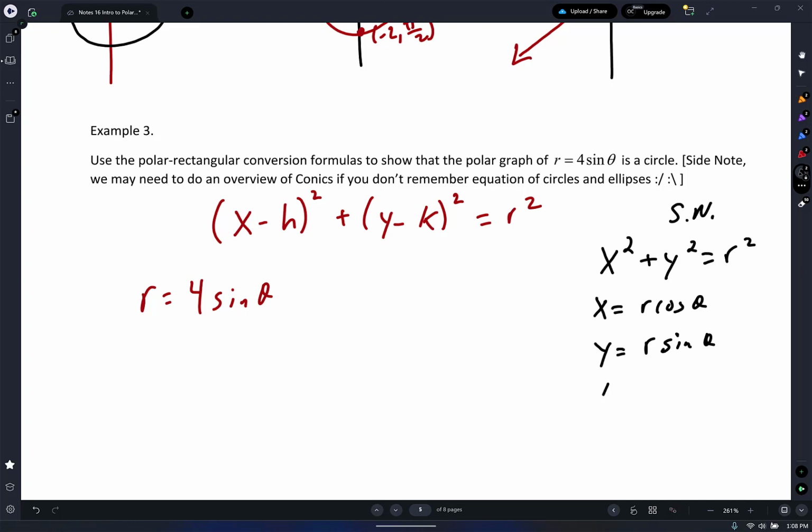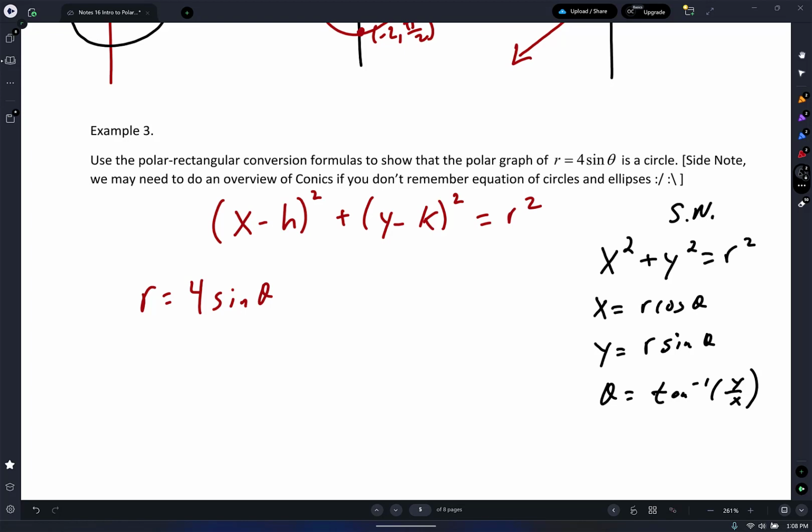And we know that our angle theta is equal to arctan of y over x. But you've got to look at what quadrant you're in, right? If you're in quadrant 1, this will give you the answer. But if you're in quadrant 3, this will not give you the answer. So you just got to make sure you know what you're doing there.